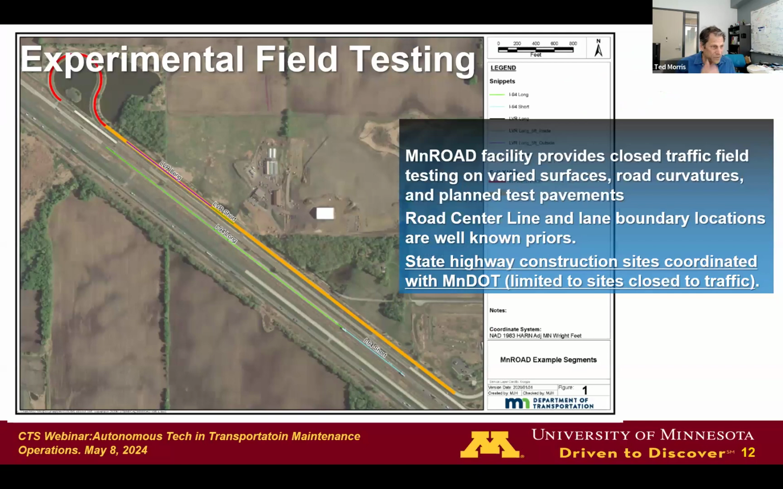So our first experimental field testing, amongst other places, was at MnDOT. The geometry and the characteristics of pavement are well studied and well known, being that's one of the purposes of the MnDOT facility. And so we also did some testing at a construction site. In our case, the selection has to be very limited, isolating us from any private vehicle traffic.